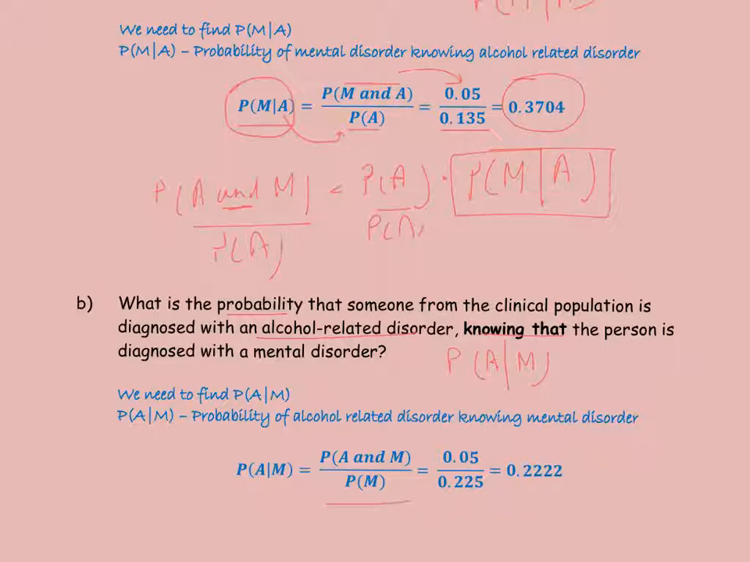The pattern is very similar to the one we did above. So probability of A given M is equal to probability of both, so that is probability of A and M, divided by probability of the second, which is probability of M. Now we know the probabilities, we listed them right at the beginning of the problem. Probability of both is 0.05, and that's what we plug in. Probability of mental disorder is 0.225, and then the rest is done by the calculator.